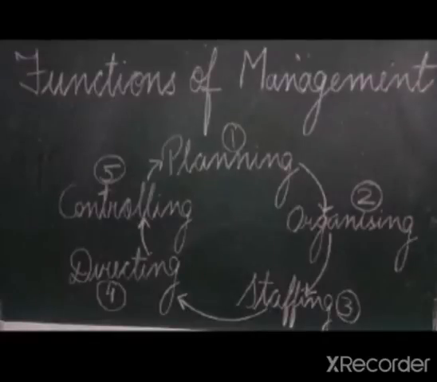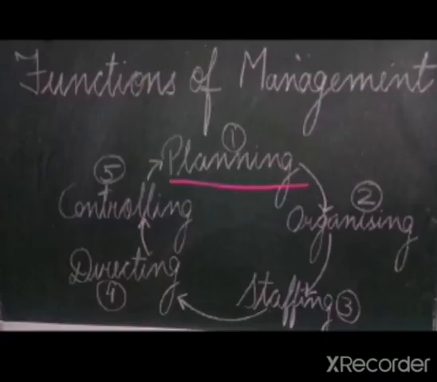Good morning, students. We are revising chapter number 1, and today's topic is functions of management. As you can see in the picture, there are a total of 5 functions, and they are in a sequence. We are starting with the first function, planning, then organizing, third is staffing, fourth is directing, and our last function is controlling. So we're going to understand the very first function, that is planning.